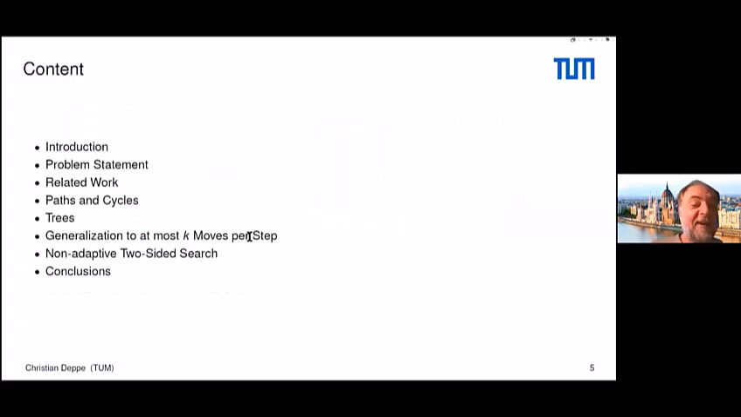Okay, so in the talk I will start with an introduction and the problem statement, and what you can use this for. And then you will see I will do search on paths and cycles and also on trees. And then what does faster mean? So first the elements can move one step, and here you will see what it means that they can move k steps. And at the end, I will also tell you what is possible for non-adaptive search.